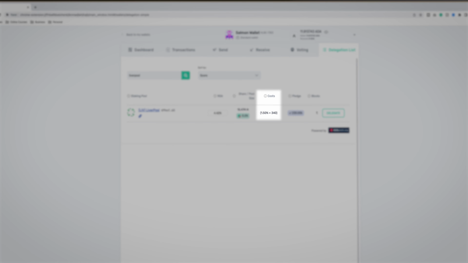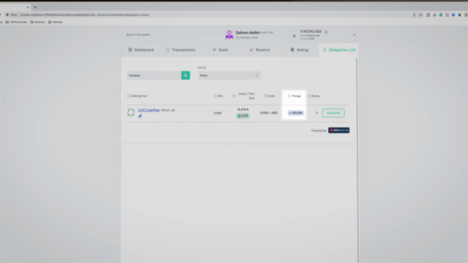Next, you'll see two numbers in the cost column. The first is a 340 ADA fixed fee, and the next is a percentage. Both of these are taken out by the pool operator before they delegate the rewards, and it's basically the cost for them running the node. Generally, the percentage can be anywhere between 1% and 5%, and it depends on what the pool is using that for. So for example, we use that percentage to try and raise more money for charities.